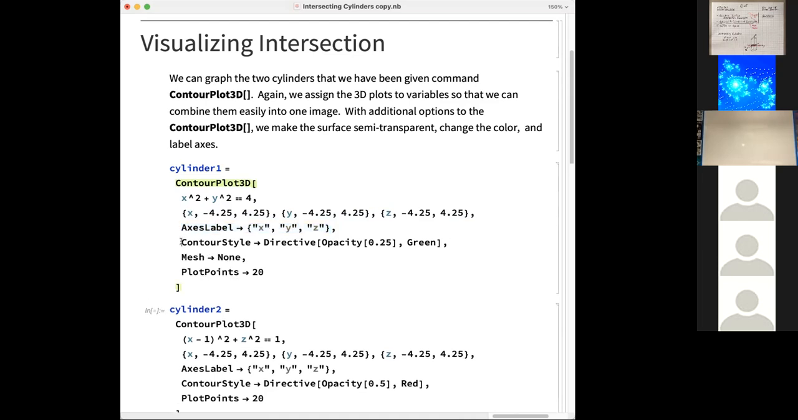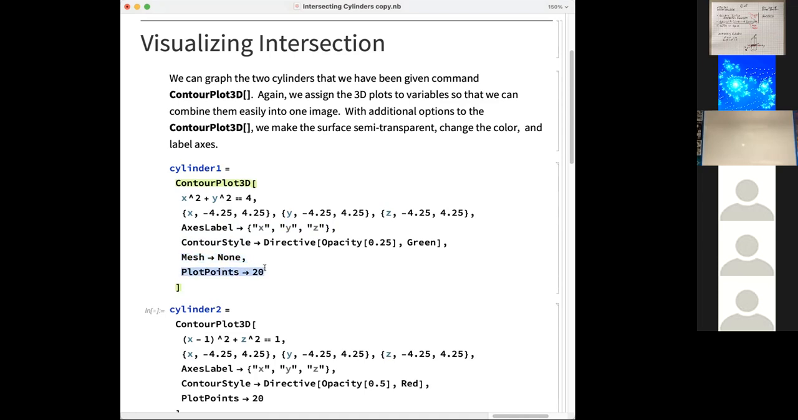In these two lines, contour style and mesh, I talk about how I want that cylinder to look. And here you have a lot of freedom and you can draw this without these two lines, but I want the shading of this contour, the shading of the surface to be green and to be 25% transparent, whatever 25% transparent means, the opacity. So I gave the command a directive to make the shading of the cylinder transparent to that degree and green. Mesh equals none means I don't want to draw a grid on this cylinder. I don't think it matters one way or the other, but we'll give it a shot.